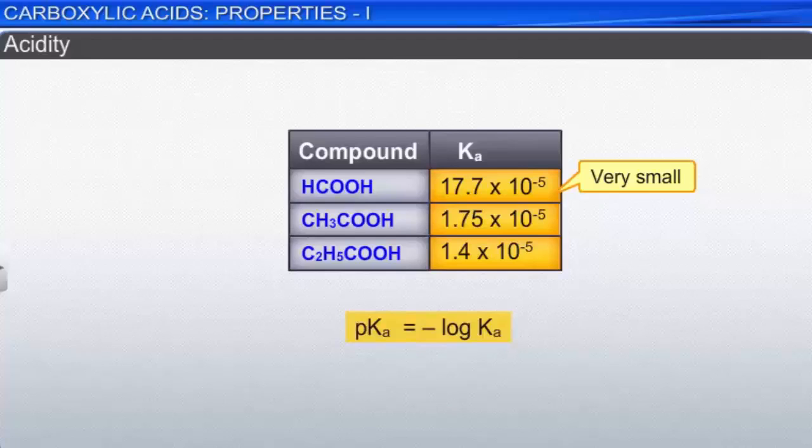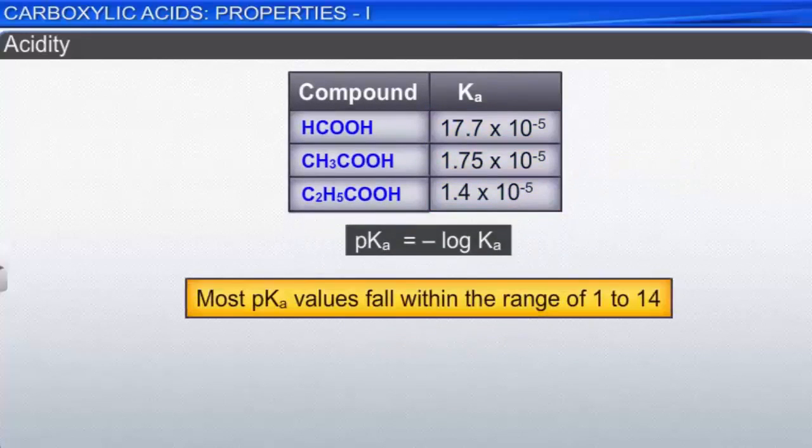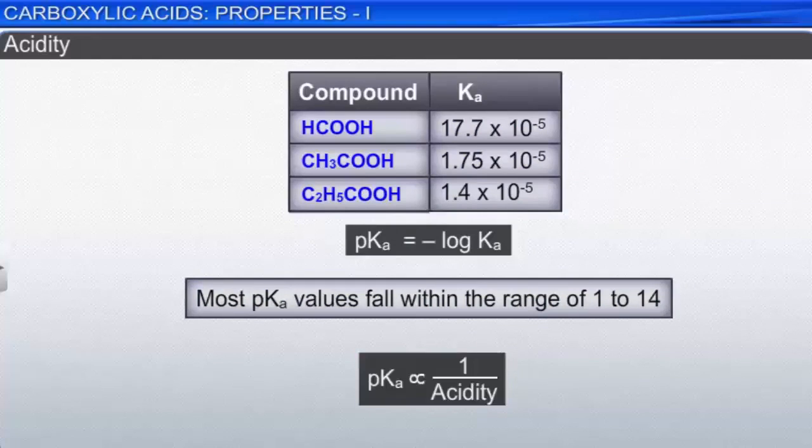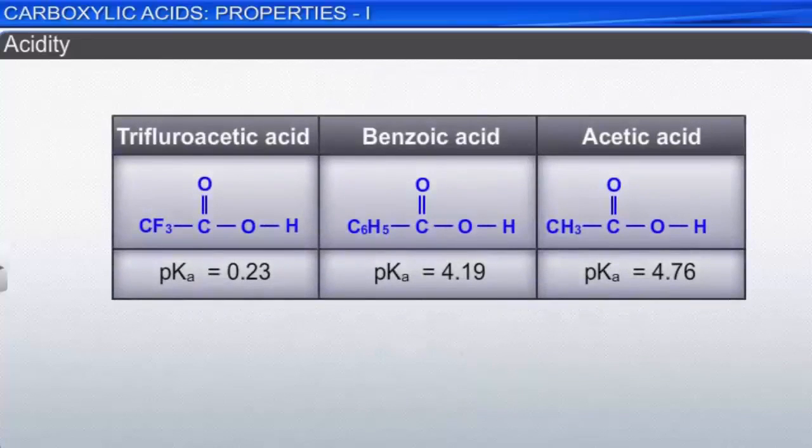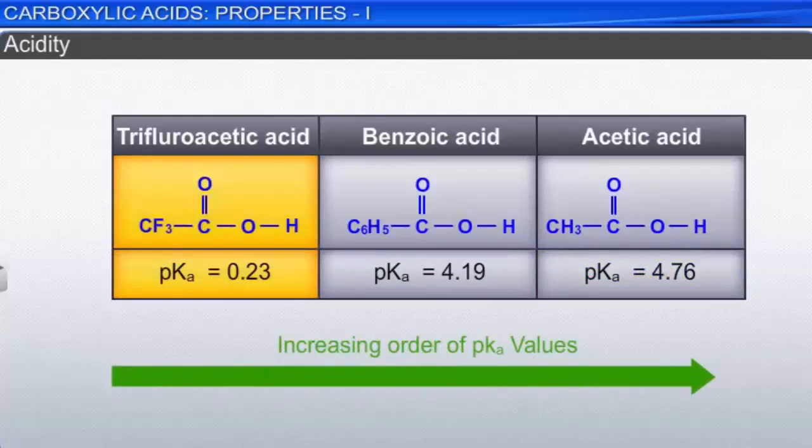Most pKa values fall within the range of 1 to 14. The smaller the pKa, the stronger is the acid. For example, among trifluoroacetic acid with a pKa value of 0.23, benzoic acid with a pKa value of 4.19, and acetic acid with a pKa value of 4.76, trifluoroacetic acid with the lowest pKa value is the strongest organic acid.